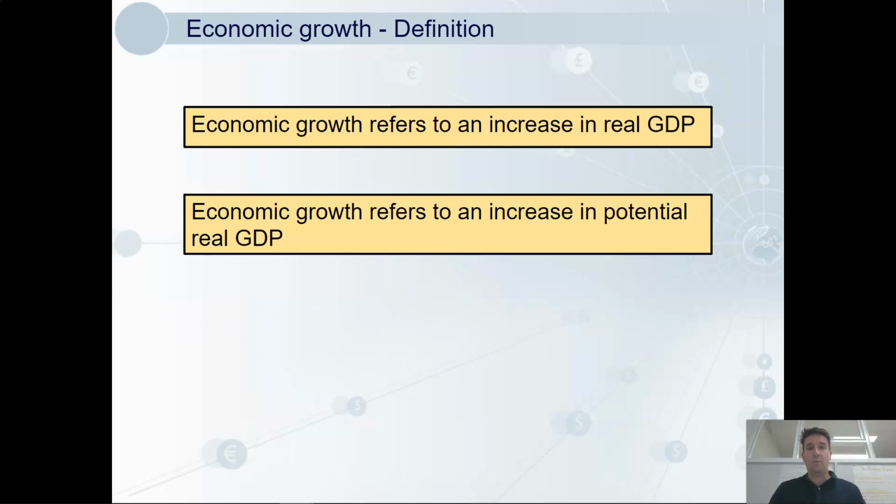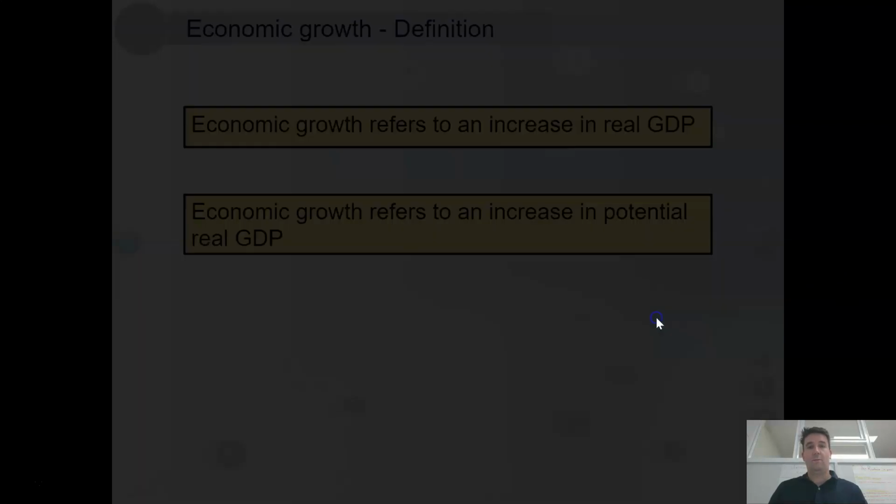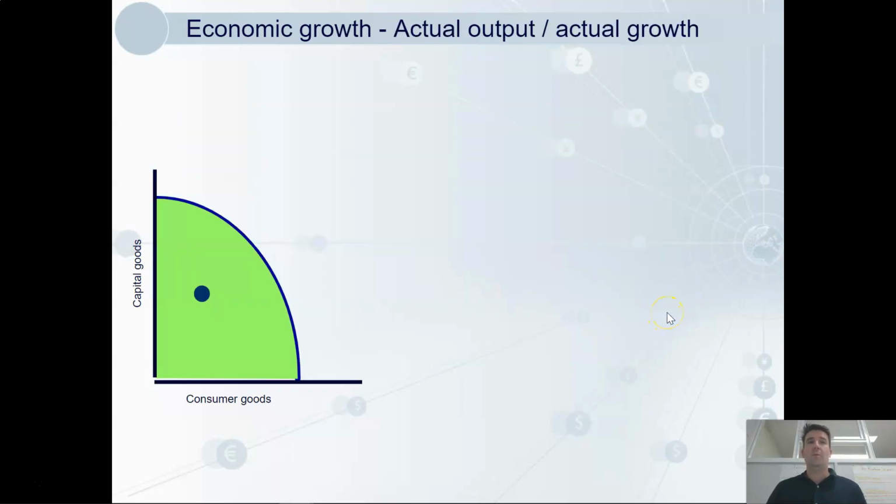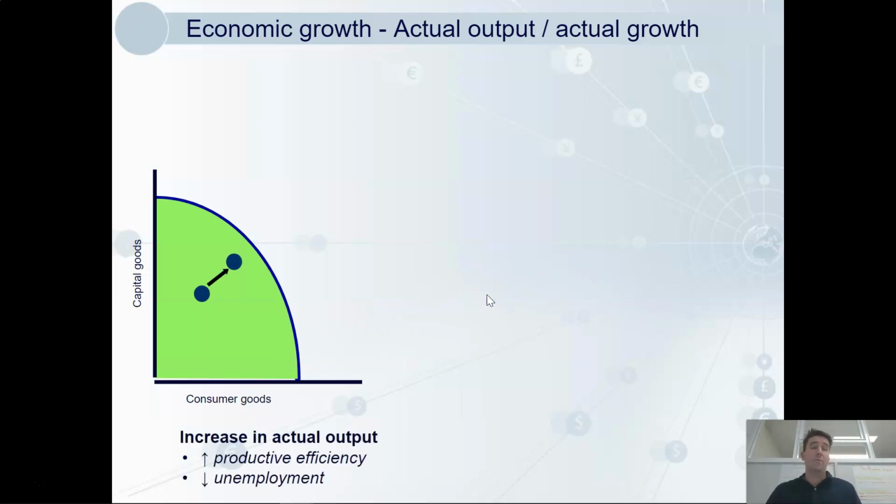Okay, so actual output. Actual output is the current level of real GDP in the economy. This can be any point within or on the PPC. Of course, actual growth is an increase in this output to any point further out. So it's going to look like this. This is going to lead to an increase in productive efficiency and a decrease in unemployment, generally.